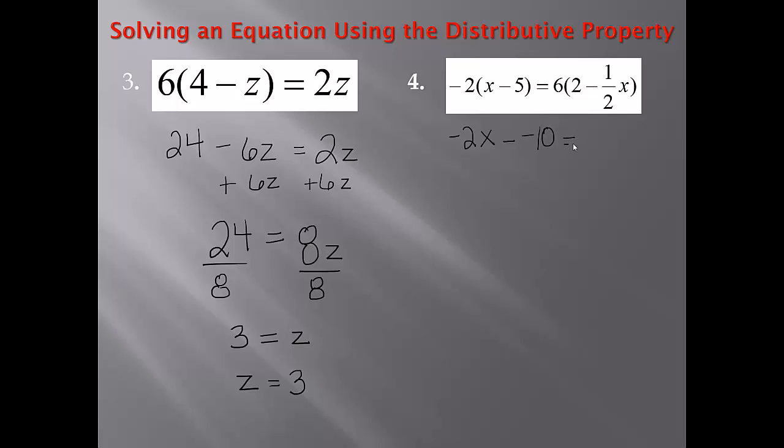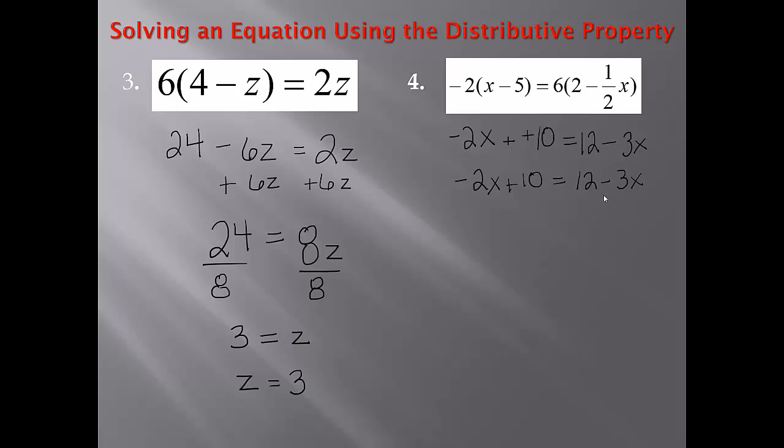And then that would be equal to, we have 6 times 2, which is 12. And then we have minus, and 6 times 1/2 x would be 3x, because 6 times 1/2 is 3, because we'd have 6 halves, and that's 3, and then we have our x, so 3x. Now you can see that on the left-hand side we have minus a negative, and when we subtract a negative, we could change that to plus a positive. So we actually have negative 2x plus 10 equals 12 minus 3x.